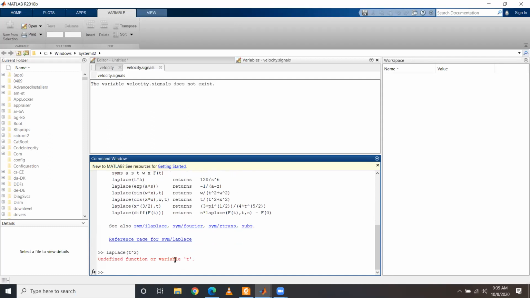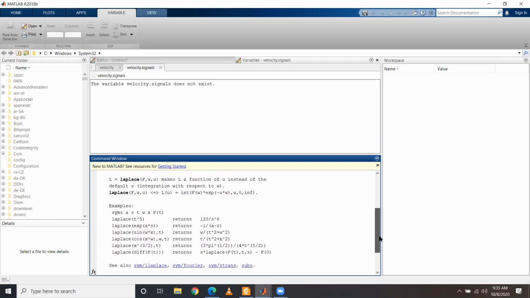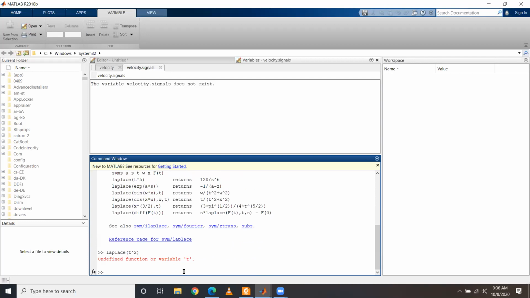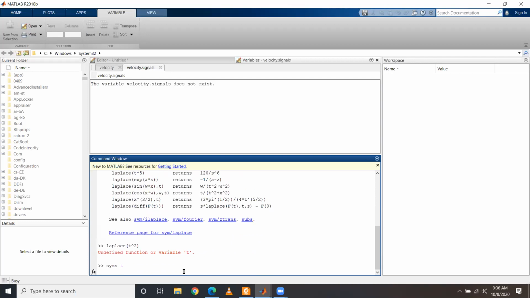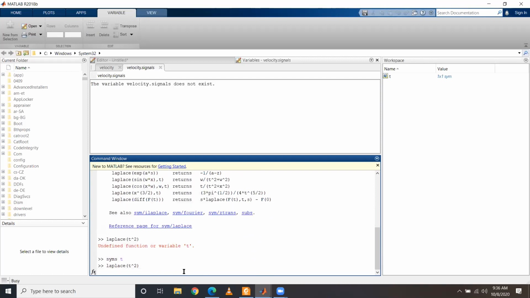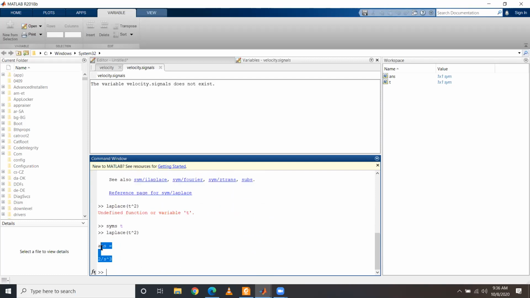Enter. Obviously, it's an error because t is not defined, right? If you look at the example itself, you see that they have used the line syms t. This syms function will define them as symbols instead of variables with values. So write syms t. Now, if you type laplace of t squared, it should give you 2/s³. Is it clear? Yes, sir. And ilaplace, the inverse Laplace transform, will convert it back to the time domain. If you type ilaplace of the answer, 2/s³, the result should be t squared, right? Yes, sir. It's t squared.